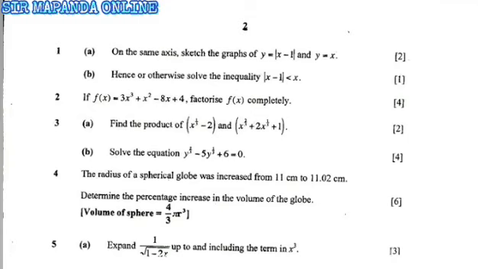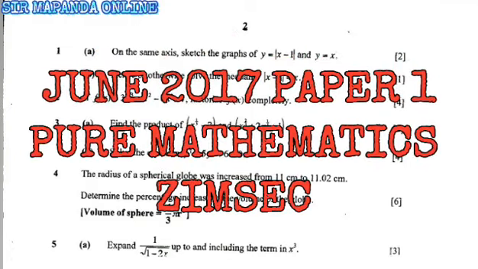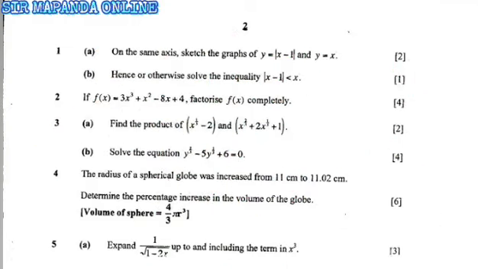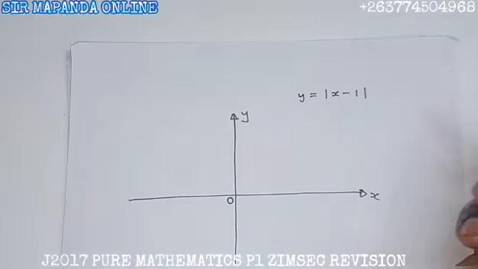In today's lesson, we are going to be focusing on June 2017 paper 1 SIMSEC, pure mathematics. We are going to start with the first question. It reads, on the same axis, sketch the graphs of y equals modulus of x minus 1 and y equals x, 2 marks. So I'm going to start with y equals modulus of x minus 1.